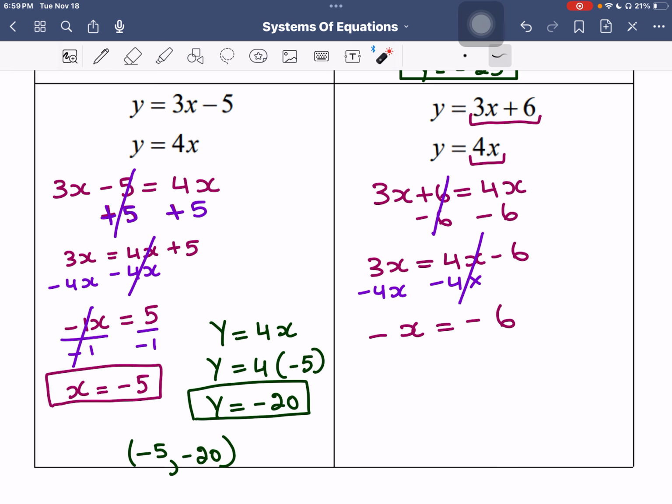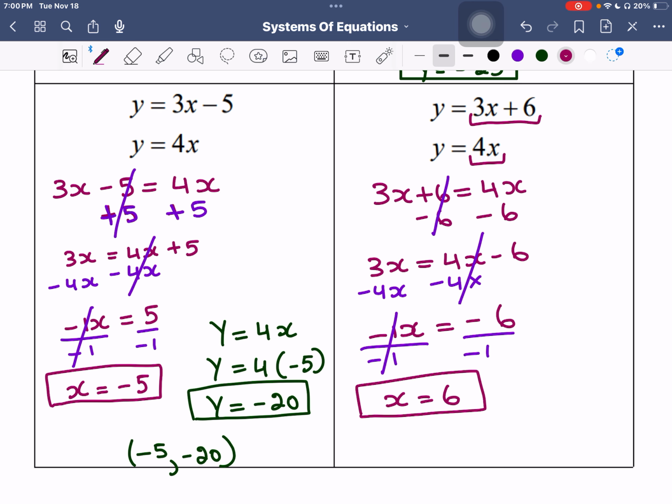And what I wanted you to notice is, again, we have this negative x, and there is an invisible 1 right here. So to undo that negative, to get rid of that negative x, I need to divide both sides by negative 1. My negatives will cancel out, and I'll be left with x is equal to positive 6. A negative divided by a negative is a positive. So negative 6 divided by negative 1 is just positive 6. So x is equal to 6, and now I need to go back and solve for y.